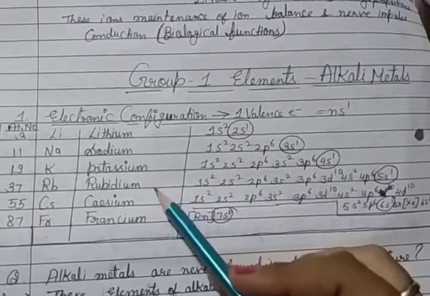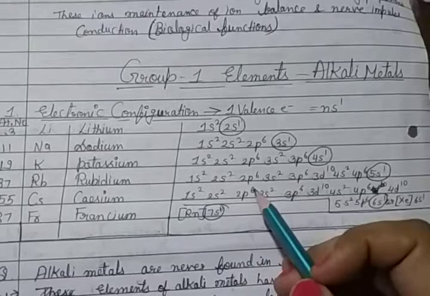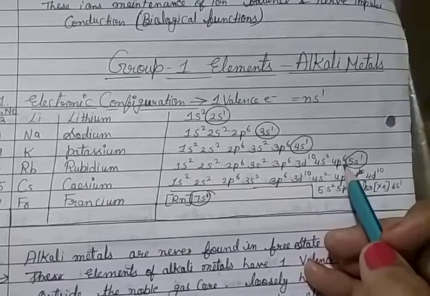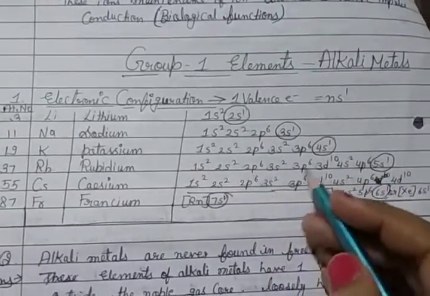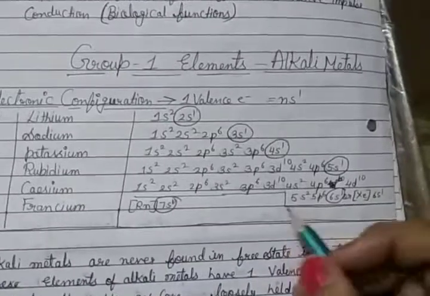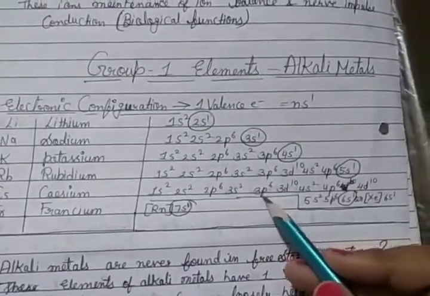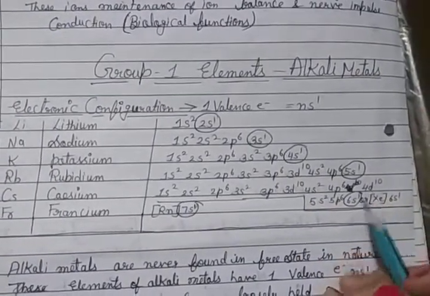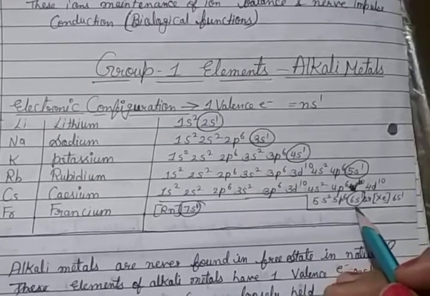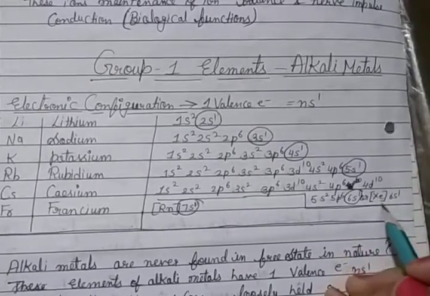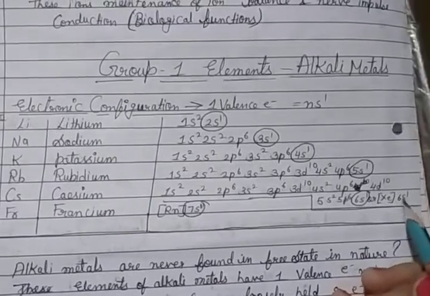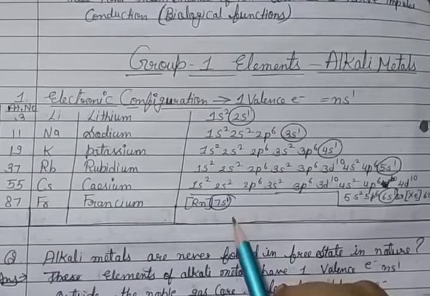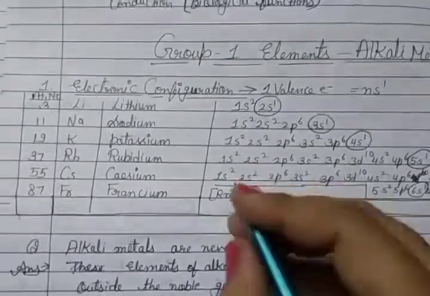Then rubidium, 37: 1s2, 2s2, 2p6, 3s2, 3p6, 3d10, 4s2, 4p6 and 5s1. Then cesium, 55: 1s2, 2s2, 2p6, 3s2, 3p6, 3d10, 4s2, 4p6, 4d10, 5s2, 5p6, 6s1, or we can say xenon 6s1. And then francium, 87: radon 7s1, radon being 86.